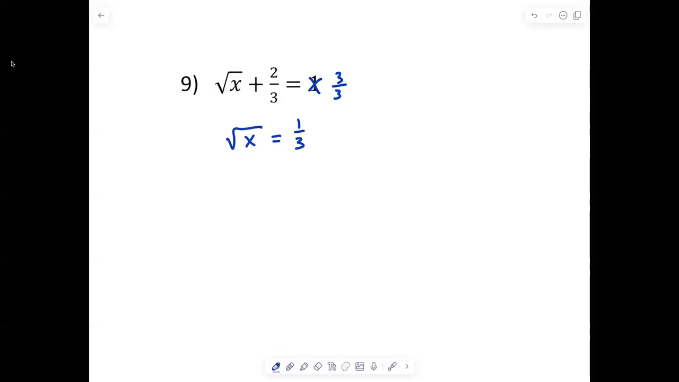Now to undo a square root, I do what? Square both sides. So x is equal to what? 2/9. What's 1 squared? 1. I said 1. 1 never came out of your mouth. Go back and listen to the tape. The first thing you said was 2/9. Then you said 0/9.